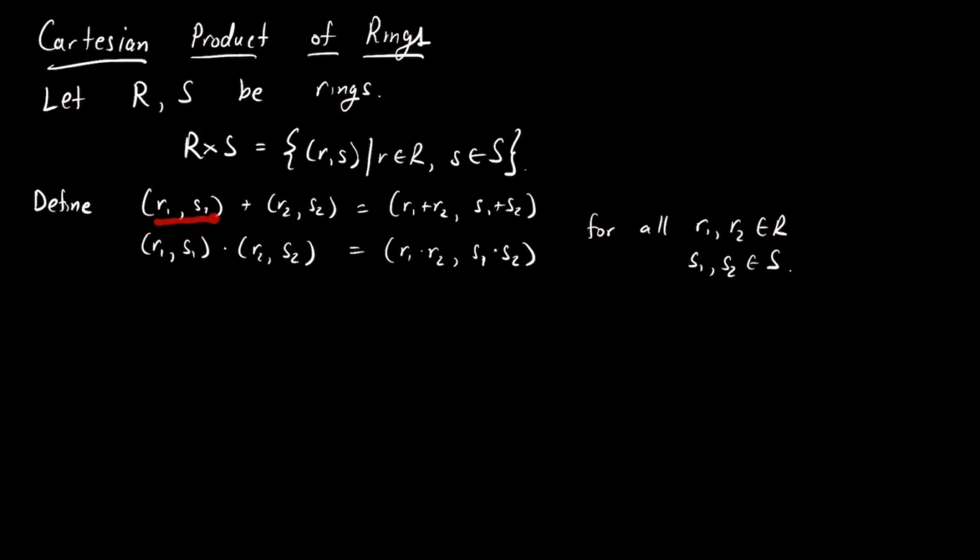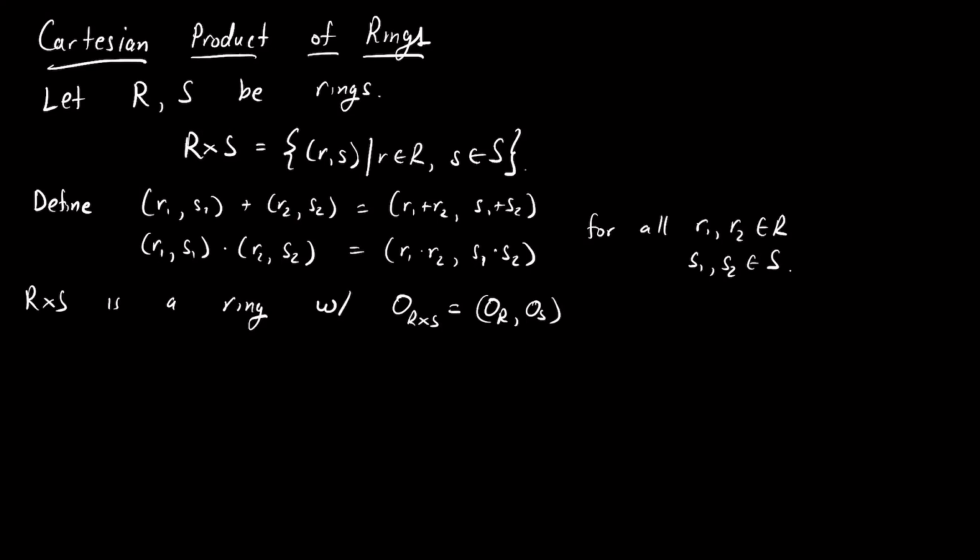We'll say that r1 comma s1 plus r2 comma s2 is, well, we'll add the first components, and we'll add the second components. So the sum is r1 plus r2 comma s1 plus s2. For multiplication, how do I multiply two ordered pairs? Well, we'll say that we multiply the first components and we multiply the second components. Okay, so the important thing to note about this is that this gives R cross S a ring structure, and it's a ring structure whose zero element is 0r comma 0s.